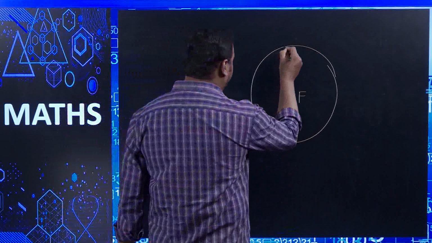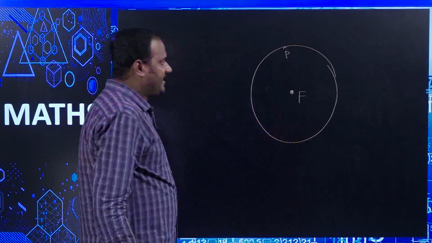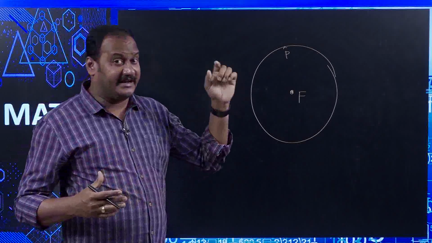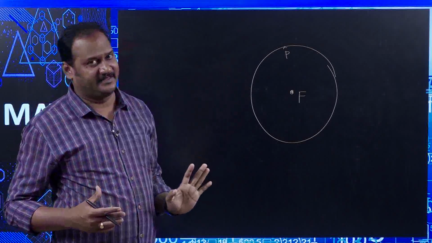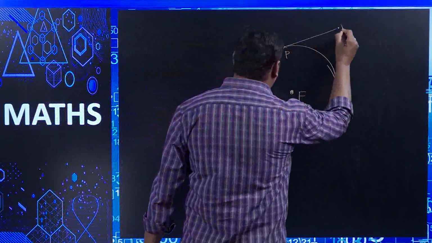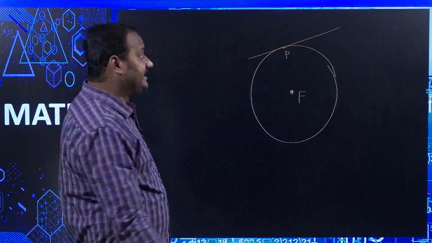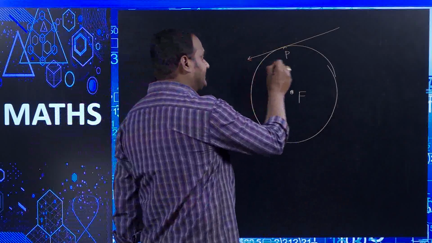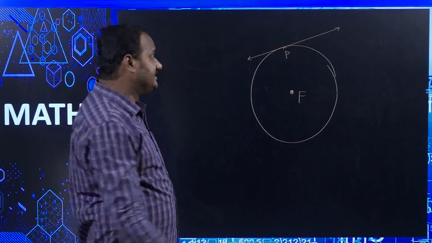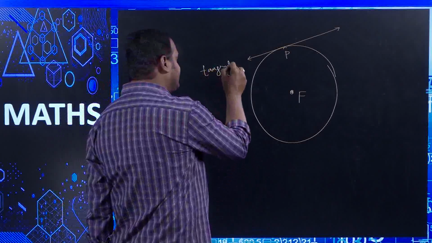So, this is one particular point on the circumference. Let this particular point be, for example, P. And if I draw one line passing through that point P and it touches the circle, this is a line passing through a point P which touches the circle. If any line touches the circle in only one point, then that line is said to be tangent to the circle. What do you call that?